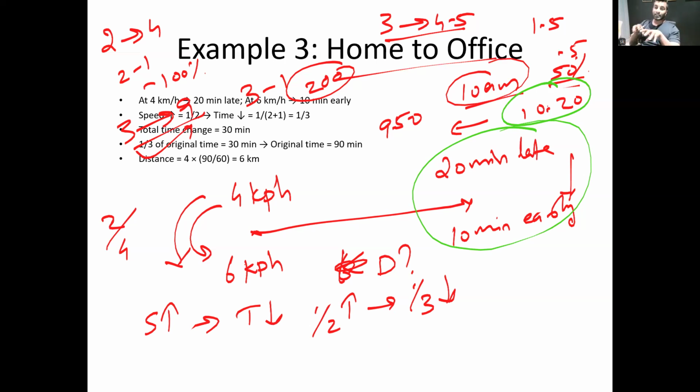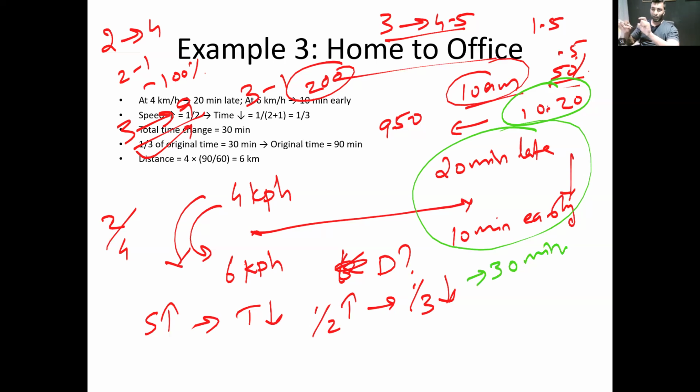Now tell me what is the exact change in time. It is not 20 minutes. It's not 10 minutes. It's actually 30 minutes. So there is a change in time of 30 minutes. So the time reduced by 30 minutes because of the increase in speed from 4 to 6. So what is the time reduction? 30 minutes. So 1 by 3 is what the reduction should be, which is 30 minutes.